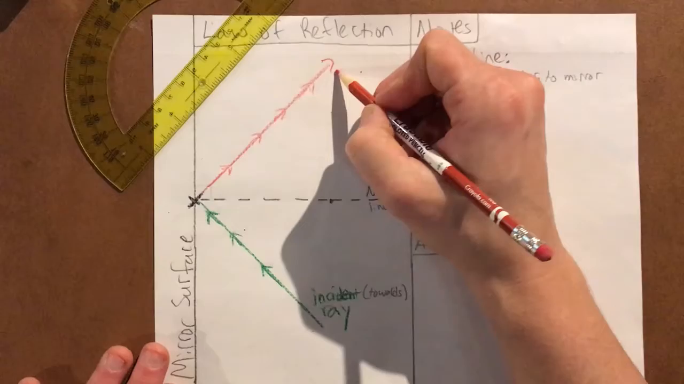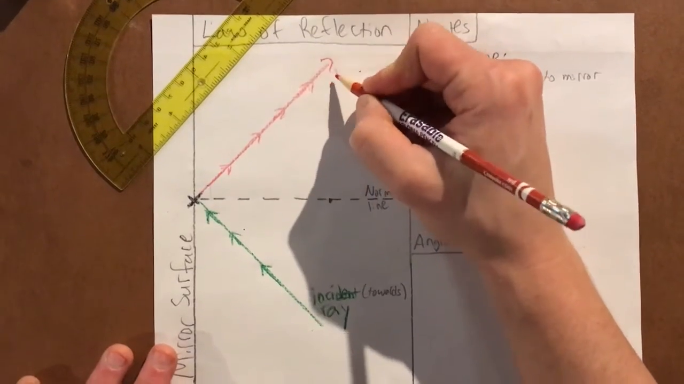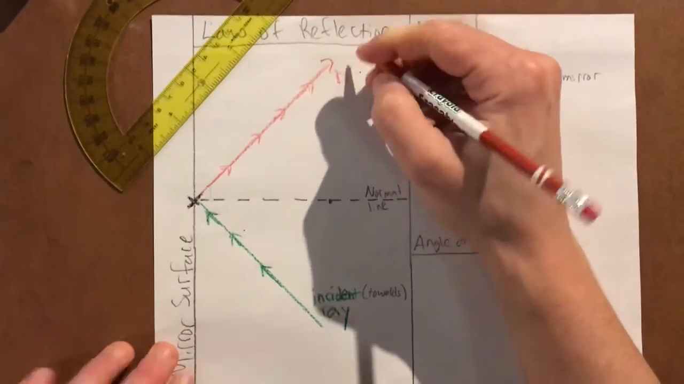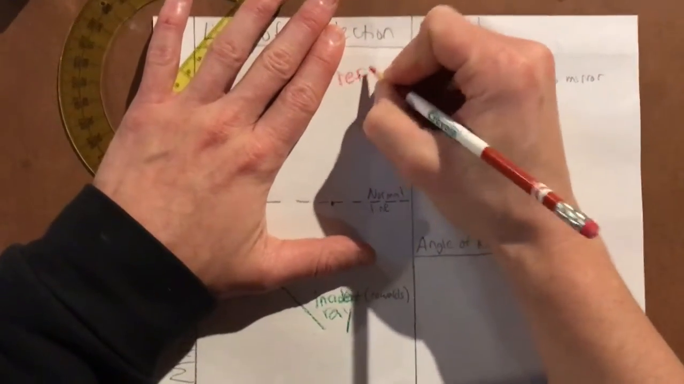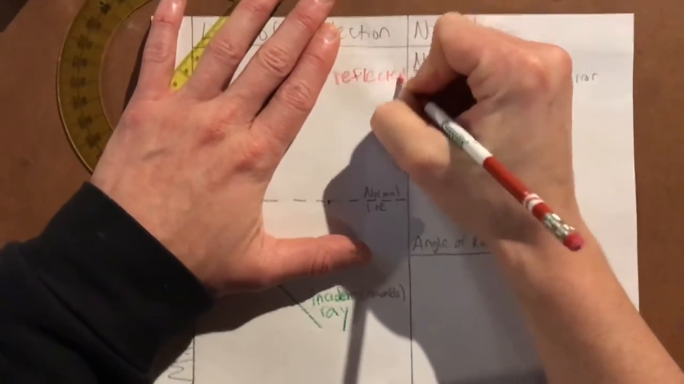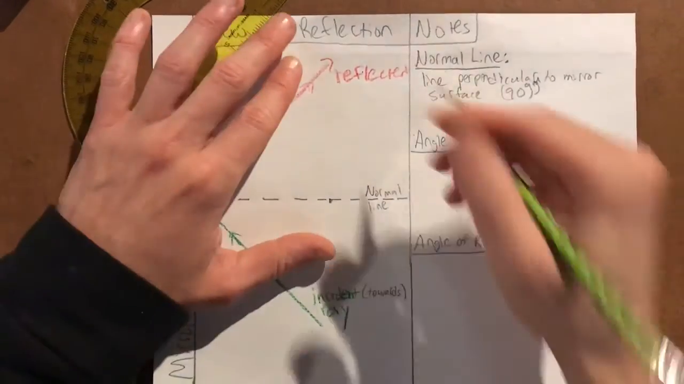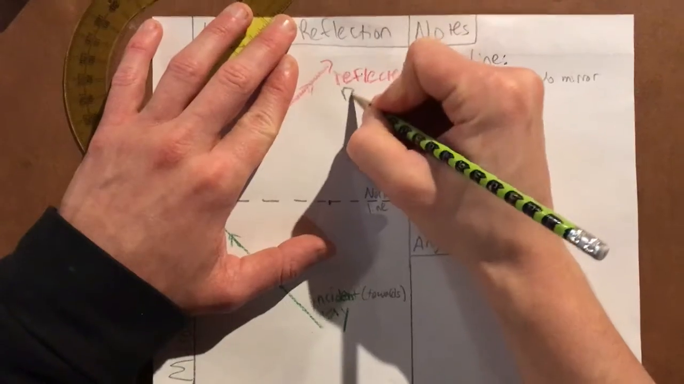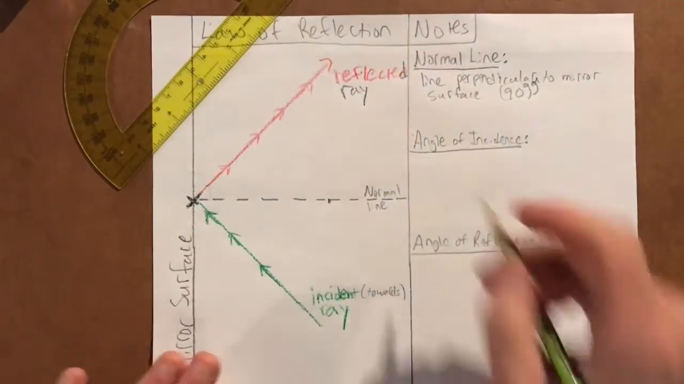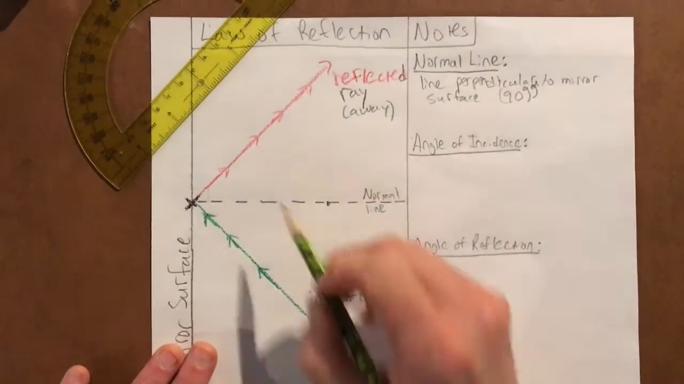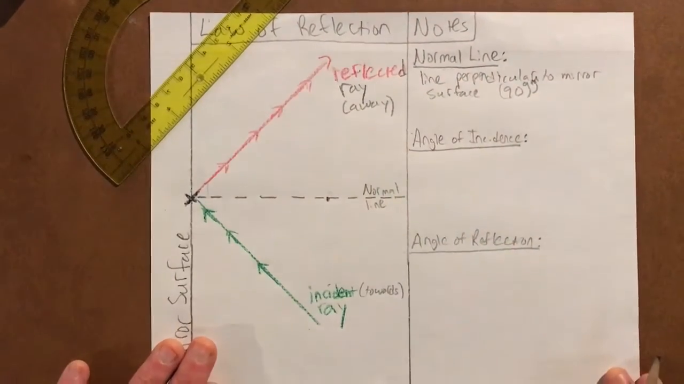And then the red one is heading away from the mirror, so that is after it hit off the mirror, so it is reflected, okay? Reflected ray. So the reflected ray is the one that heads away from the mirror, and I use those arrows to help indicate that, right?